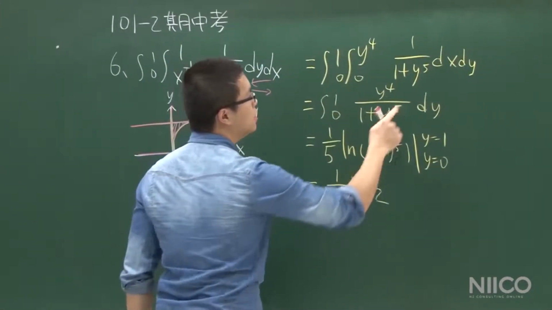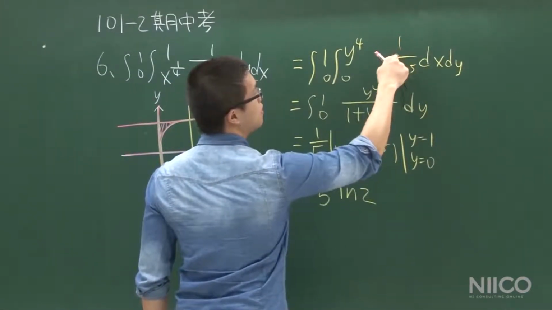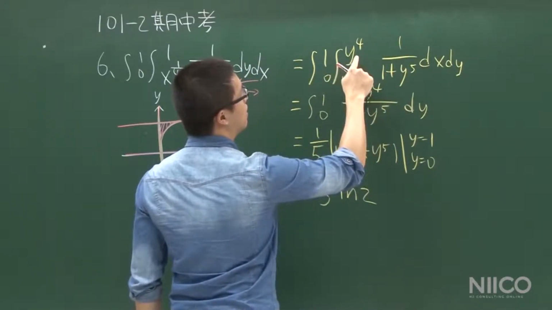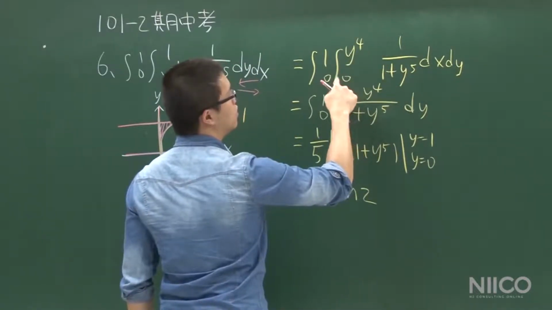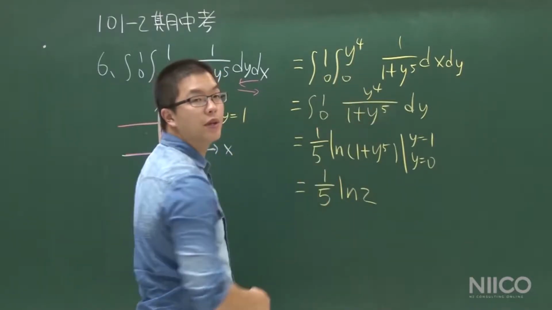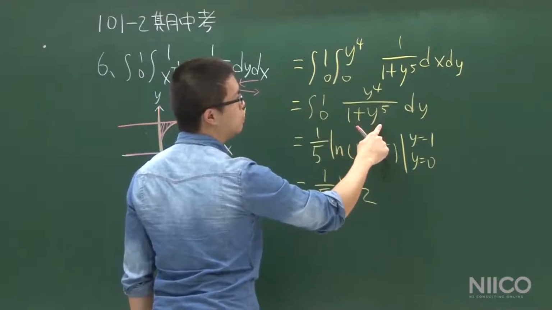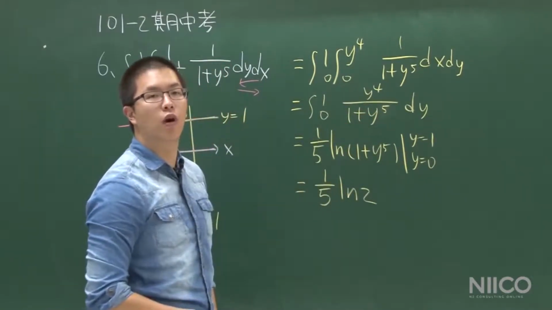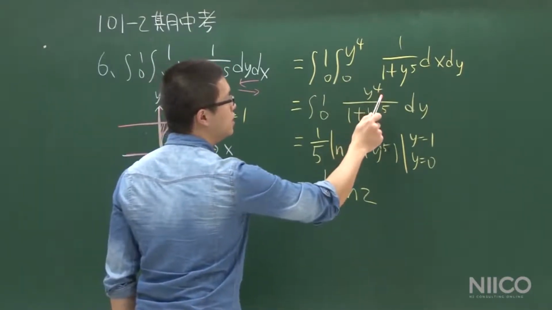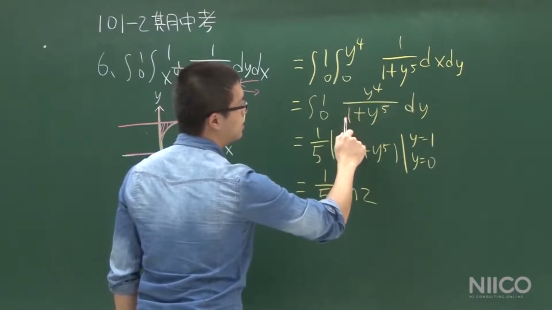So there we can substitute our orders of integration. It becomes the integral of 1 over 1 plus y to the fifth times dx times dy, and x is from 0 to y to the fourth and y is from 0 to 1. Now we evaluate the inner integral and it becomes y to the fourth divided by 1 plus y to the fifth times dy, and y is from 0 to 1.